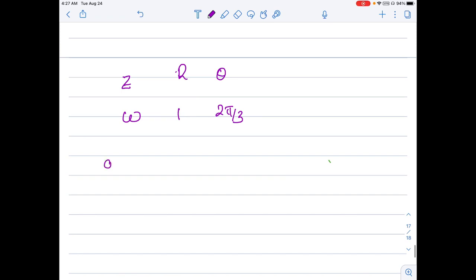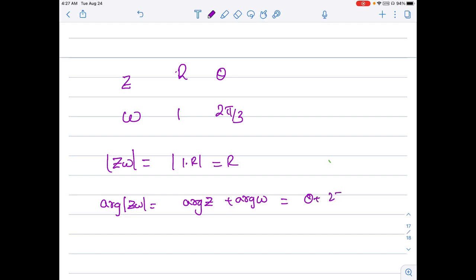Now I want the modulus for z omega. The modulus of z omega will be nothing but the modulus of 1 times r, which is nothing but r. Then the argument of z omega will be the argument of z plus the argument of omega, which is theta plus 2 pi by 3.